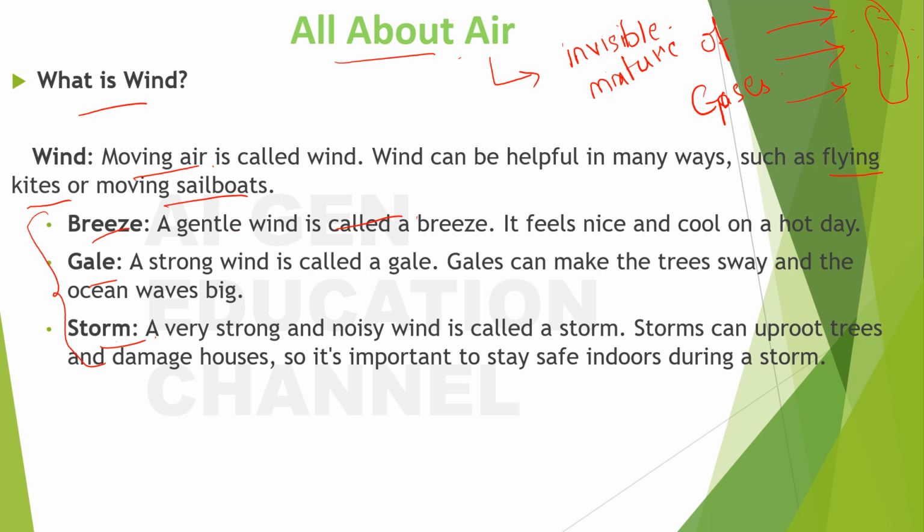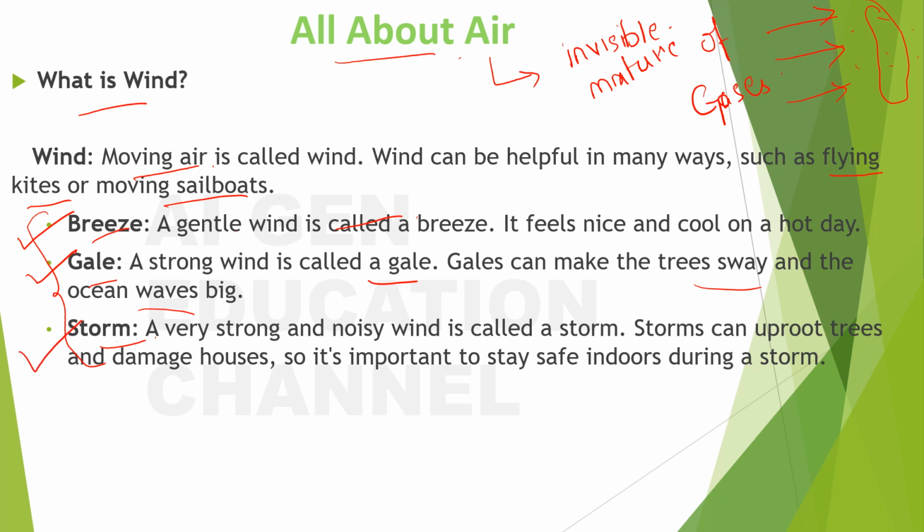And how about the gale? A strong wind is called a gale. Gales can make the trees sway and the ocean waves big. So when you feel like the wind is so strong, then it is considered to be a gale. Okay, so you have learnt about breeze, you have learnt about gale, and now you will see about the storm.